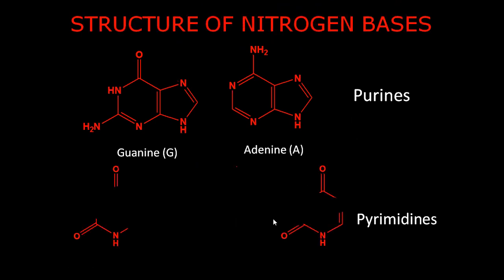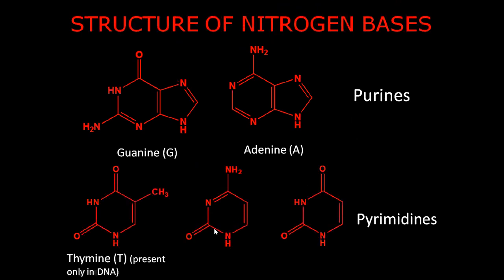For pyrimidines, we have 3 types. The first one is thymine, and remember that thymine is present only in DNA, not in RNA. Then we have cytosine, which is present in both, and uracil, which is present only in RNA, not in DNA. So these 3 are the pyrimidine bases. They are derivatives of purines and pyrimidine. So in all, we have 5 nitrogen bases in DNA and RNA.